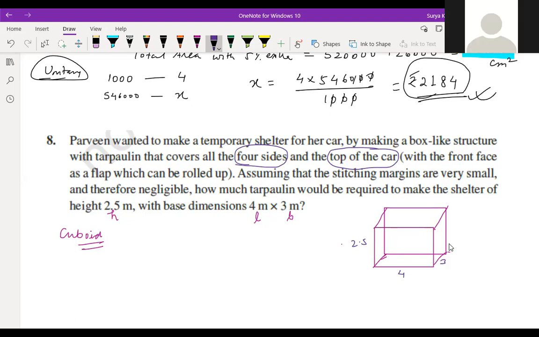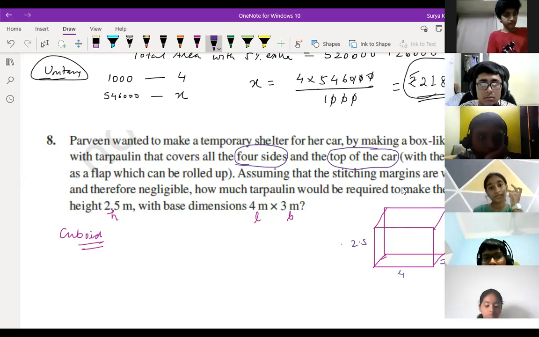So all the 4 walls should be covered and the top should be covered, with the front face as a flap which can be rolled up. Means you require the front also. Obviously it should be all the 4 sides as well as the top. So here they're asking how much tarpaulin would be required to make the shelter with base dimension 4 by 3 meters. I think you all know this. In this case, we have to find the area of the sheet, right, children?